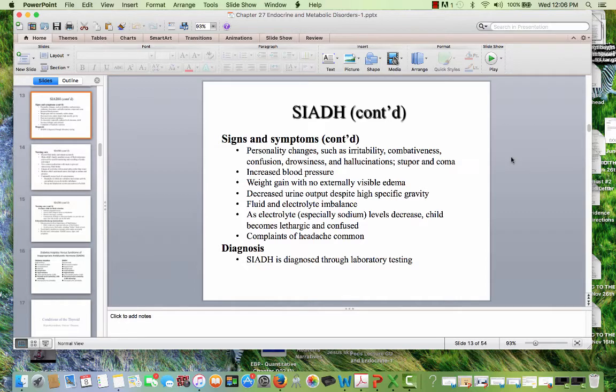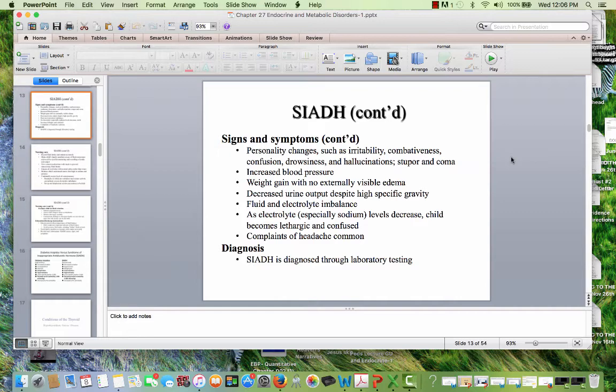And so because we have the cellular edema, you might not always see the child present in such a way as visible edema. Decreased urine output despite a high urine specific gravity and low sodium levels as well.